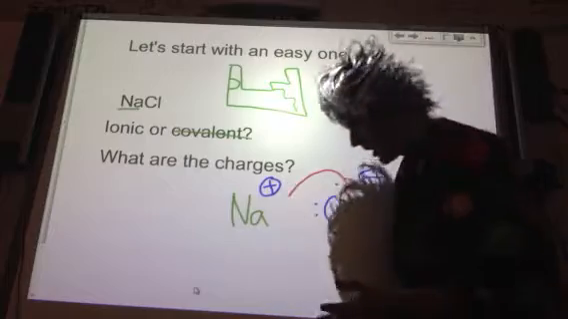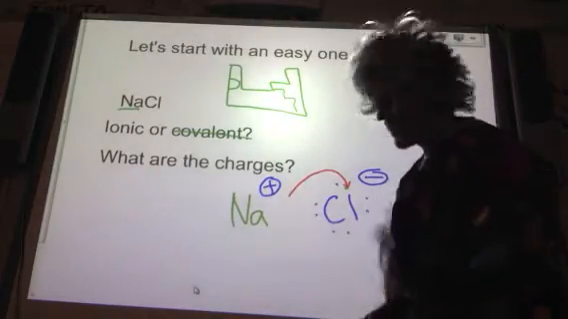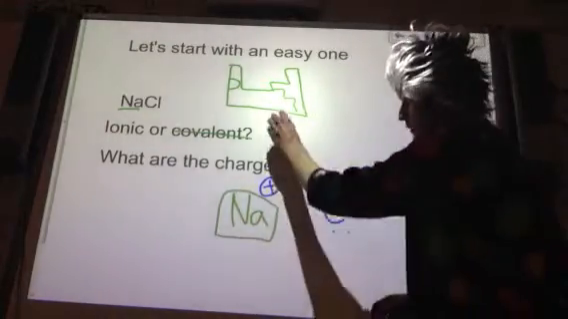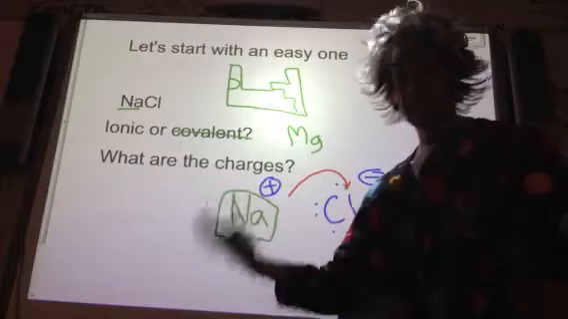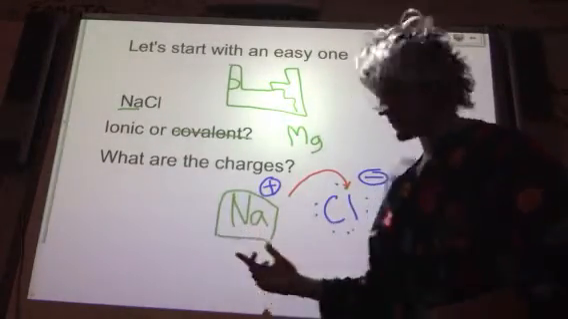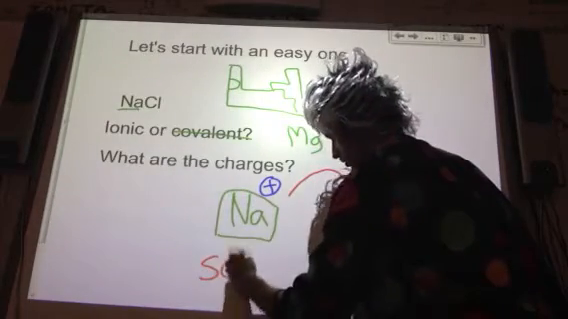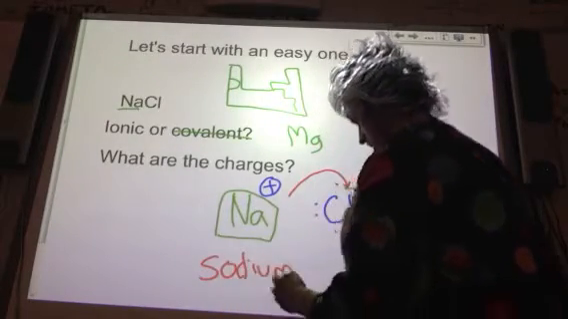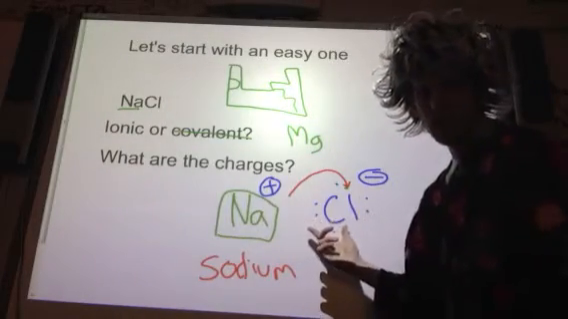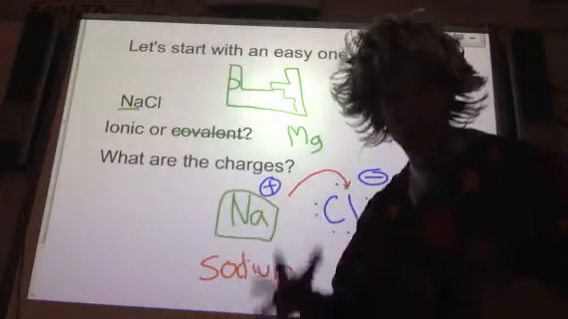Okay? So what do you call this? Well, first of all, how you name these is you name the metal first. Just name it as it is, like before. This was magnesium. We just said magnesium. Done. Okay? This one is sodium. So, sodium. Okay? Then, basically, you add the ide, the ide, to the anion.